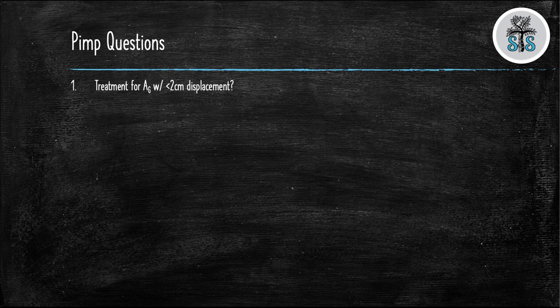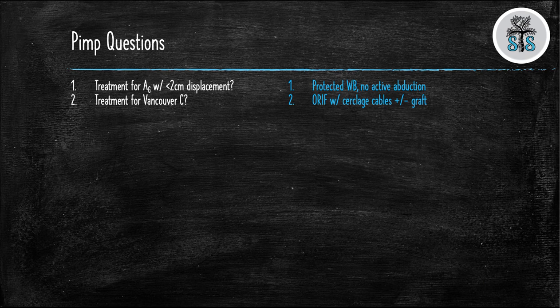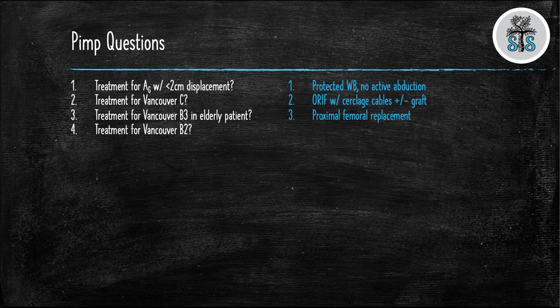Question 1. What is the preferred treatment for a Vancouver AGT with displacement less than 2 centimeters? Protected weight bearing with no active hip abduction. Question 2. What is the preferred treatment for a Vancouver C? Open reduction internal fixation with cerclage cables with or without bone graft. Question 3. What is the treatment for a Vancouver B3 in an elderly patient? Proximal femoral replacement. Question 4. What is the treatment for Vancouver B2? Long revision stem with or without open reduction internal fixation.